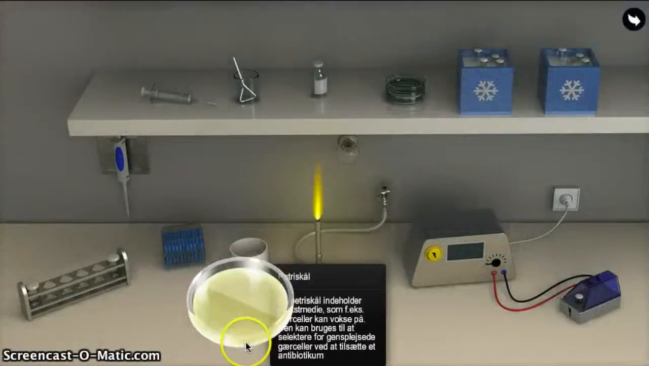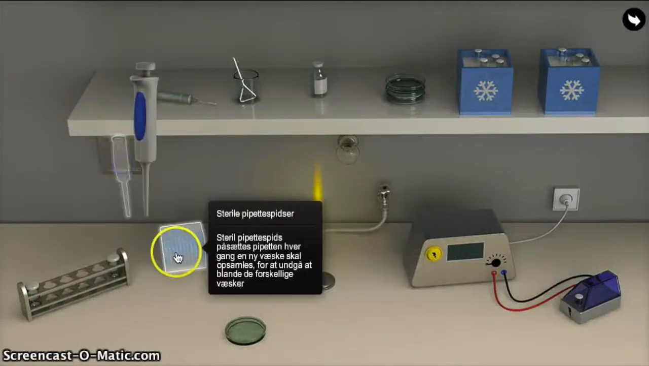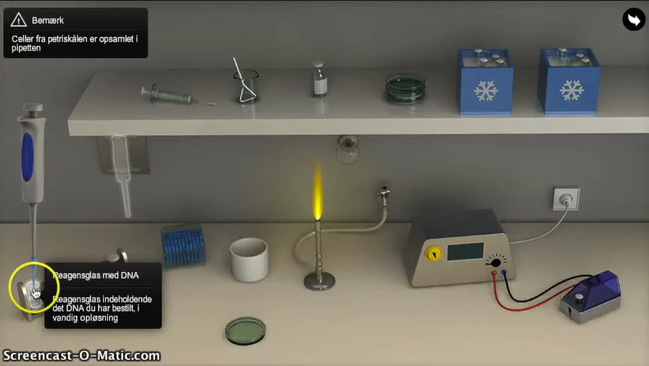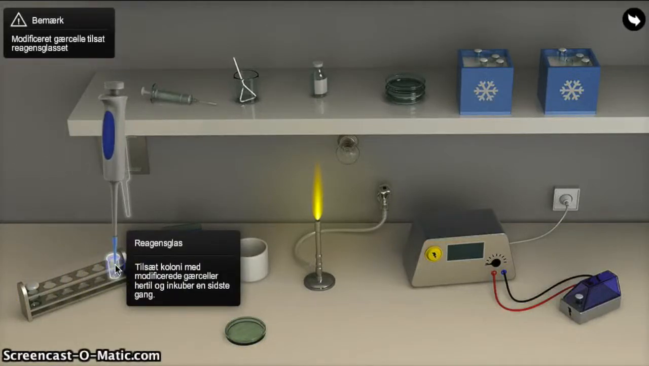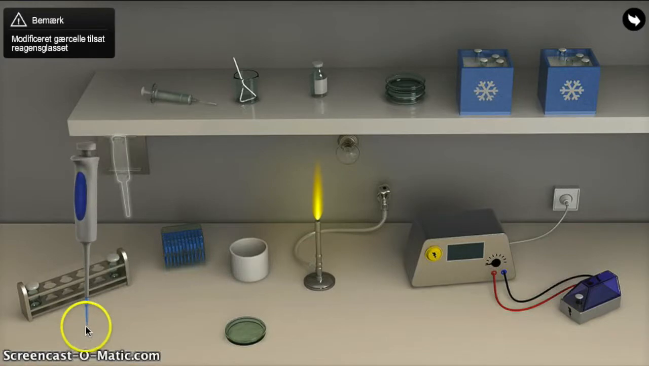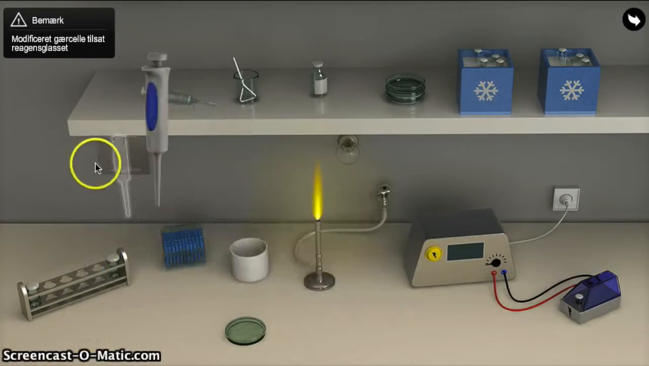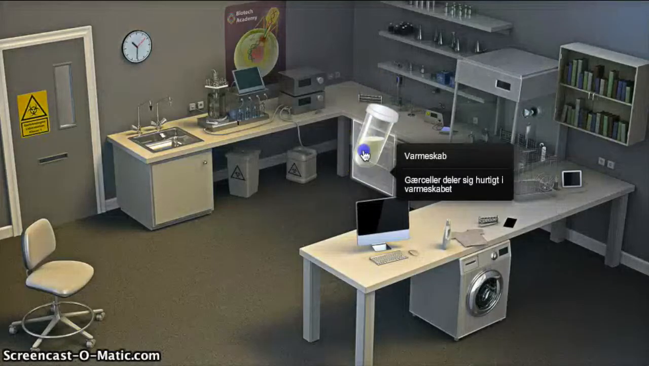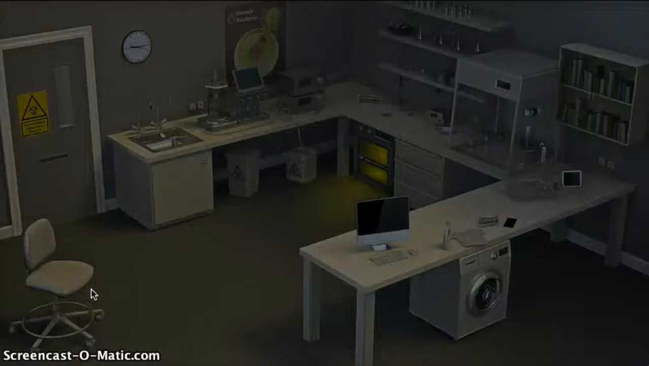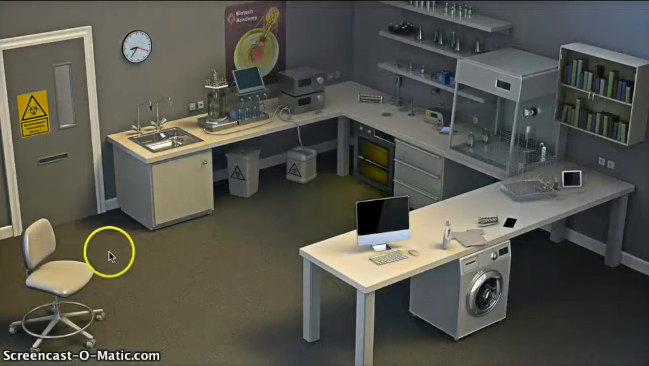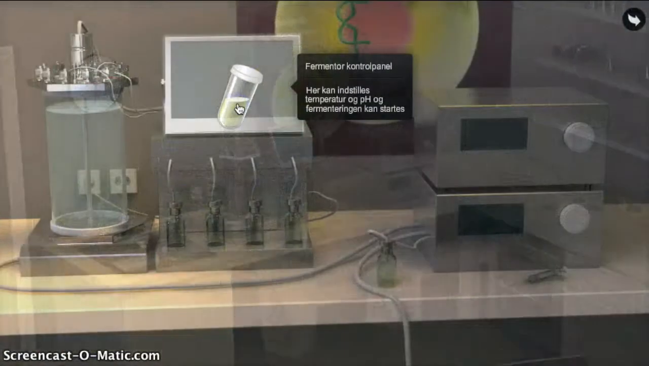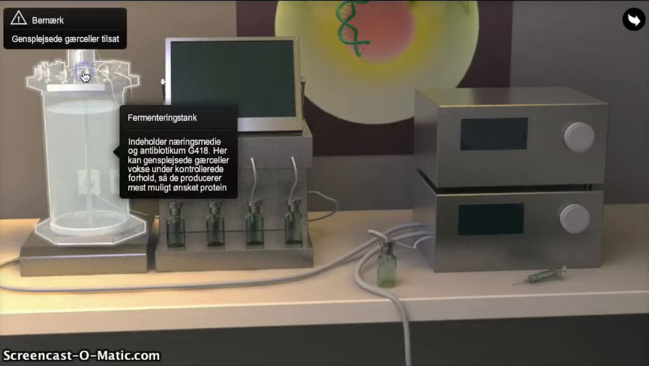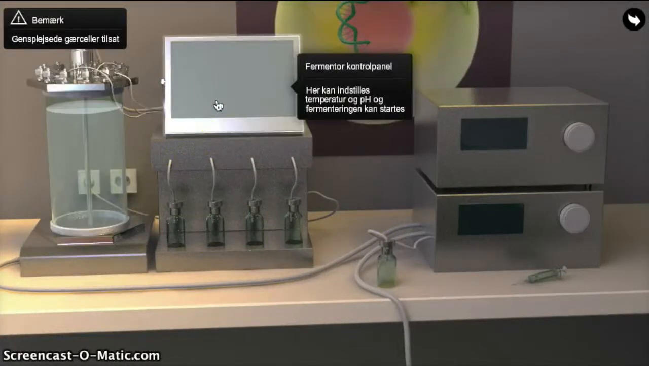Then the cell colony is transferred to the test tube, which contains growth media and antibiotics. It needs to be set in the heating cabinet for 24 hours again. The fermenter's pH value and temperature are being adjusted so it can produce as much washing enzyme as possible.